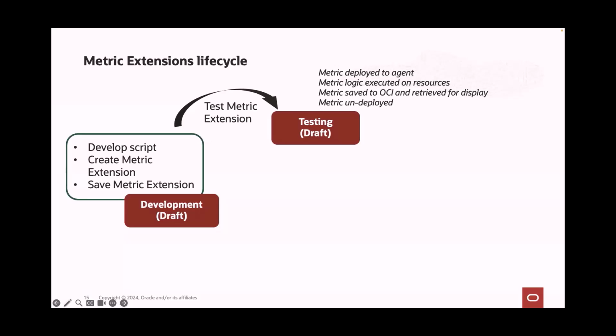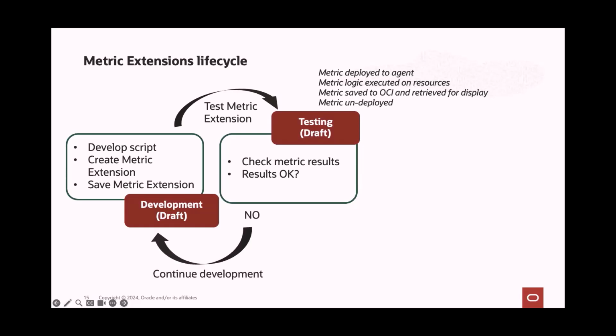non-production resource. During this phase, the metric is deployed to the management agent and the command is executed. Those results are then sent to OCI and retrieved for display in the UI. During the test phase, you can review the results, all the feedback that you get after that script has been executed. If you're unsatisfied with it, you can continue to edit that command, update the script, and retest the metric extension. You can test against the same or a different resource. But remember, always test against non-production resources, folks.